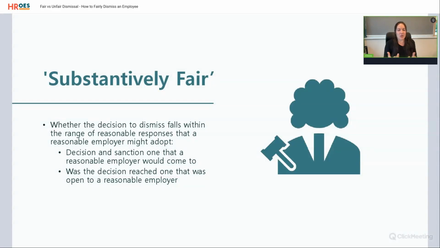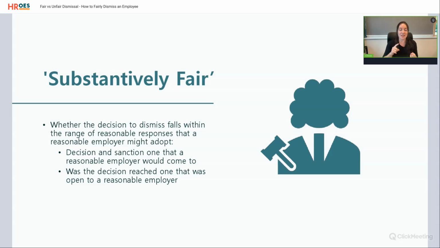So substantively fair. So you may hear lawyers talking about whether something's procedurally fair or substantively fair. So procedurally fair is whether we followed a fair procedure in getting to our outcome. Substantively fair is this reasonableness. So it's whether the decision to dismiss has fallen within the range of reasonable responses that a reasonable employer might adopt. Now, this is what a tribunal judge is going to do. They're not going to substitute their own opinion over whether what you've done is right or wrong. They are going to look at whether what you have done fell within that range of reasonable responses that a reasonable employer might have done.